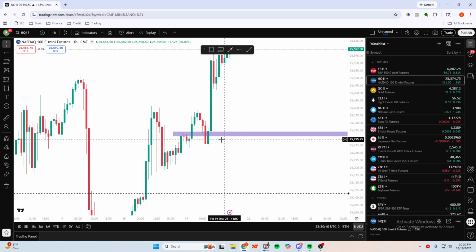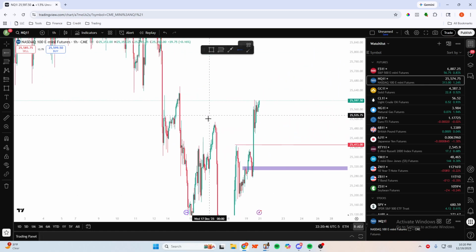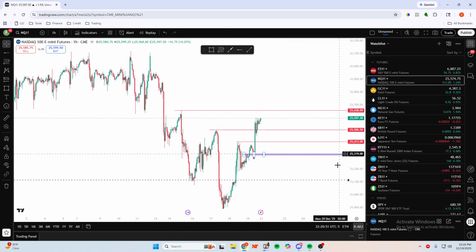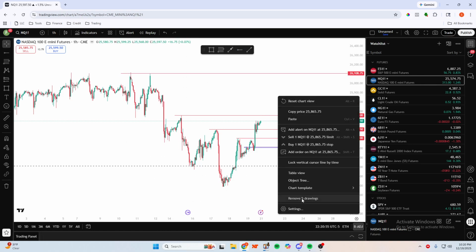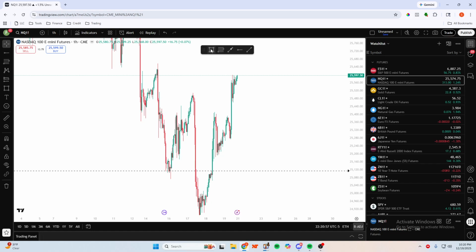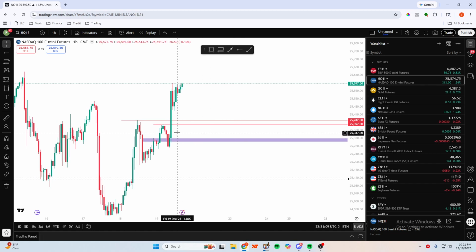So this is the level that I was looking at for a long, and the first initial target was here. Your second logical target would be here. And then of course from there you have all these other targets and logical highs that we want to take out on the way up. But for simplicity, we'll just focus on the two logical targets on the day here. I was specifically targeting these highs here, and this high here was the first place to take profit.